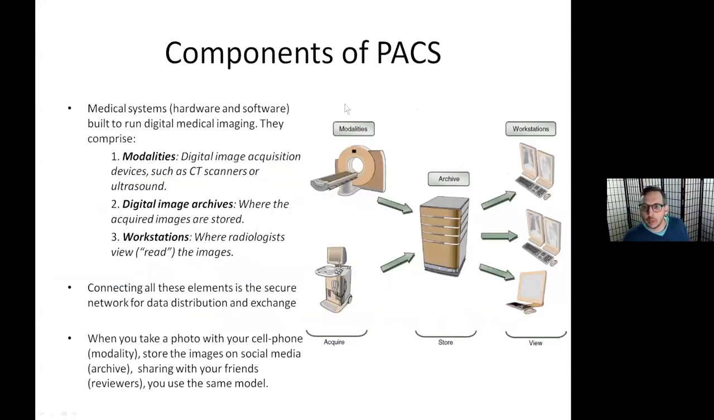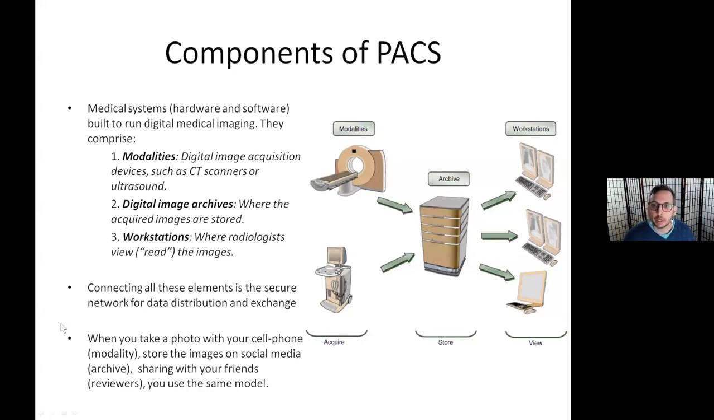So again, getting into more of the nitty gritty of PACS. We've got the modalities like CT scanning, digital radiography, nuclear medicine, ultrasound, all the different modalities. We've got the archives, which are the databases and the servers. And we've also got workstations for viewing. So the modalities, digital image archives, workstations, and then a network that ties all these things together. So Ethernet, a lot of wireless, if it's encrypted.